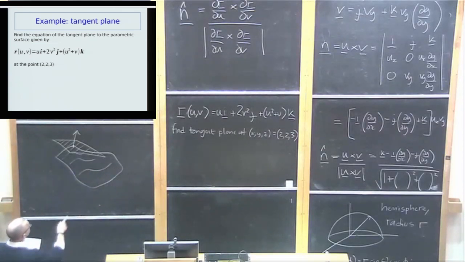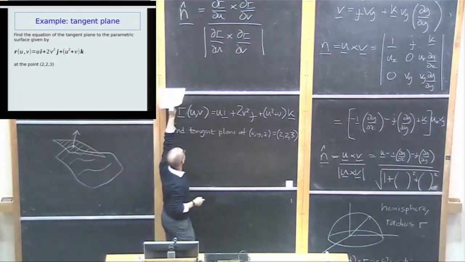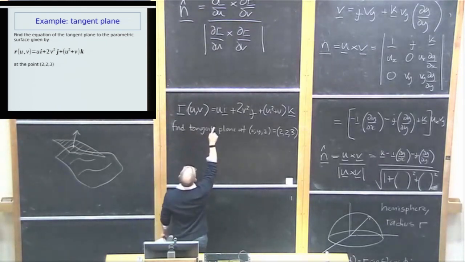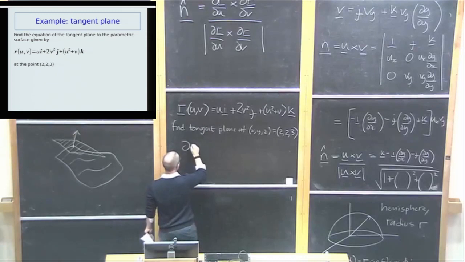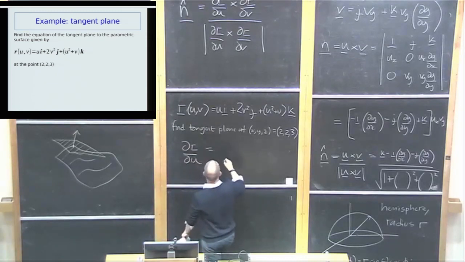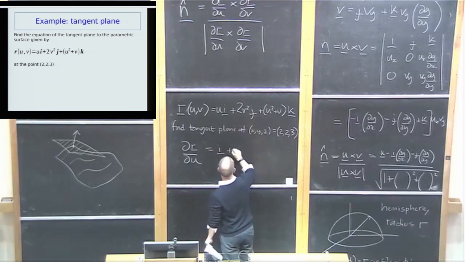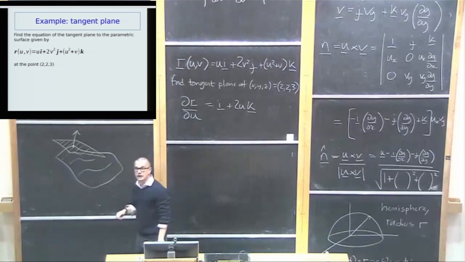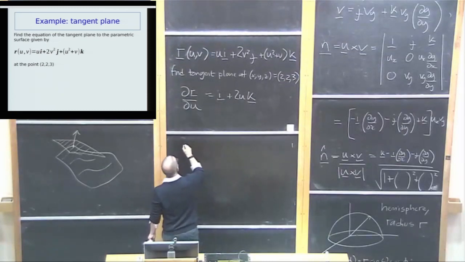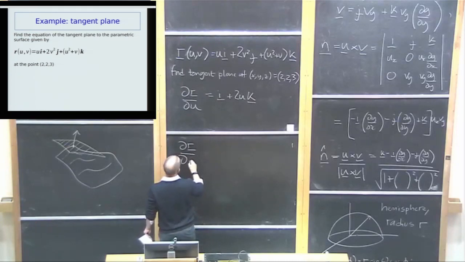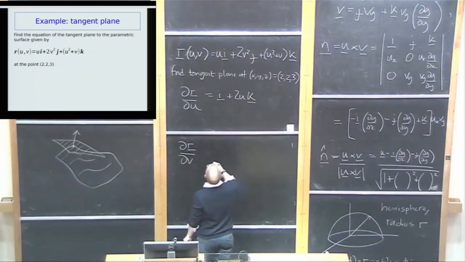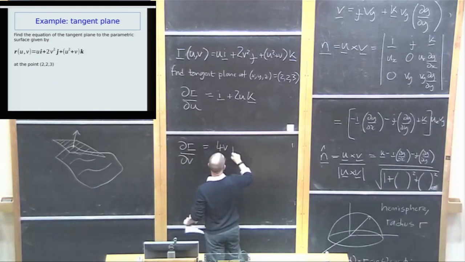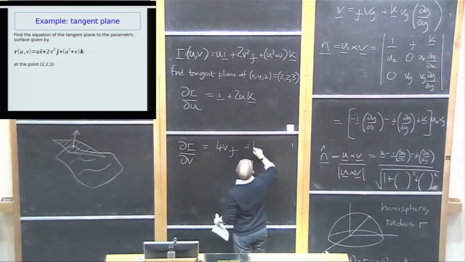So what we want to do is use the method just above to work out the normal to our surface. The first thing we do is work out dr/du. So dr/du is i, there's no j component, plus 2u k. That's one vector which is lying in the surface, in the tangent plane. And we want dr/dv, which equals no i component, 4v j plus k.